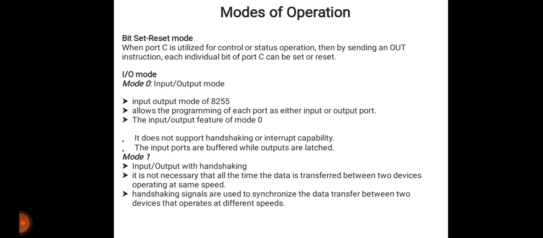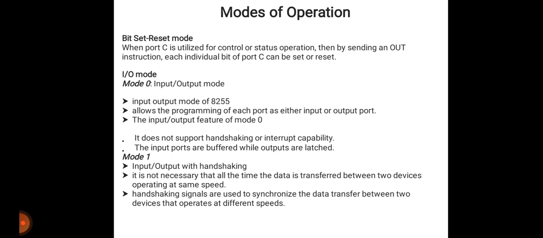First of all, modes of operation. There are two modes, which are bit set reset mode and input output mode. Bit set reset mode means what? When port C is utilized for control or status operation, then by sending an out instruction, each individual bit of port C can be set or reset. This is BSR mode. The next one is input output mode.